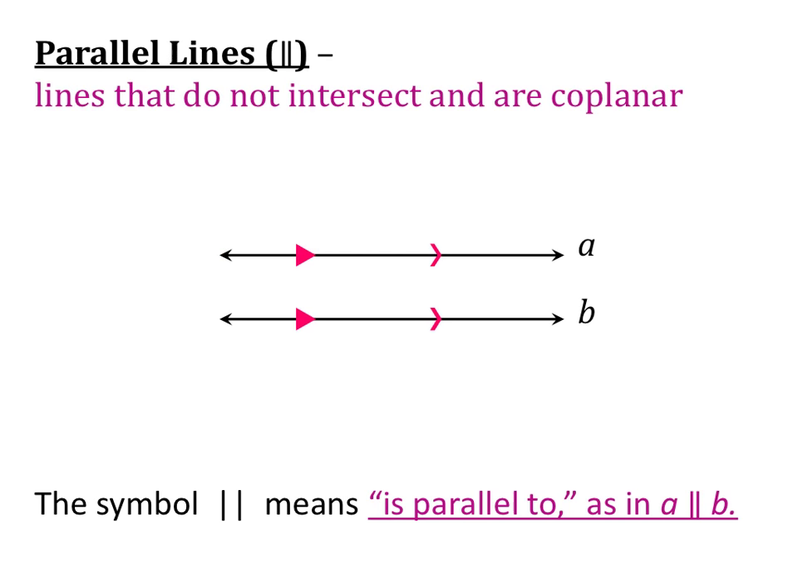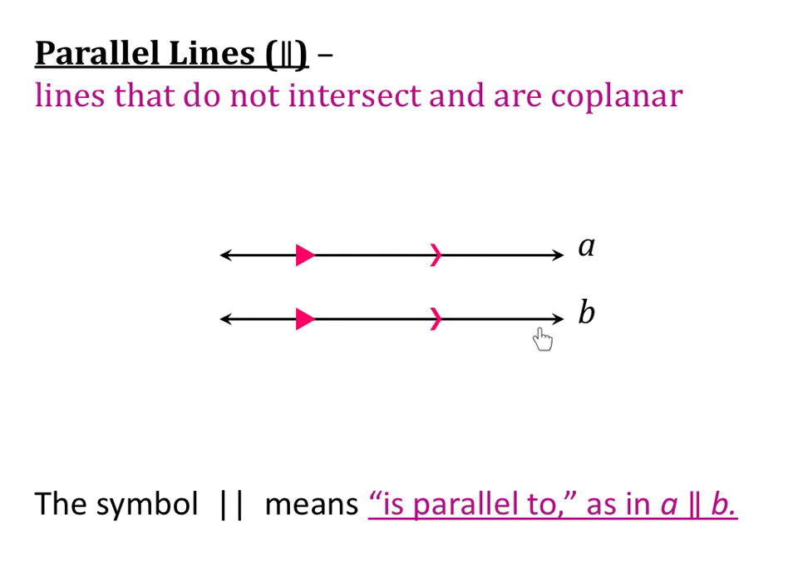All right, let's start with parallel lines. Parallel lines have a special symbol. It looks like double hockey sticks. So there's our symbol for parallel lines. And we know that parallel lines are lines that do not intersect and are coplanar. So here's an example. We have lines A and B.